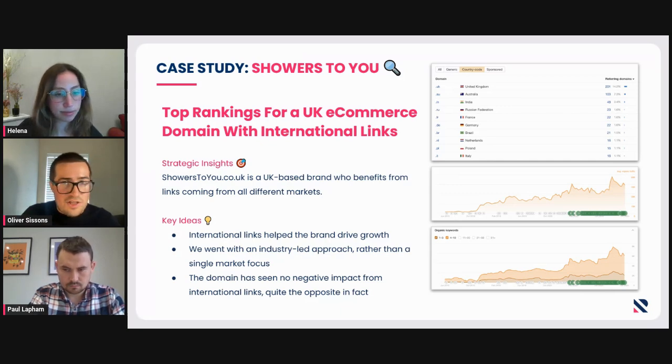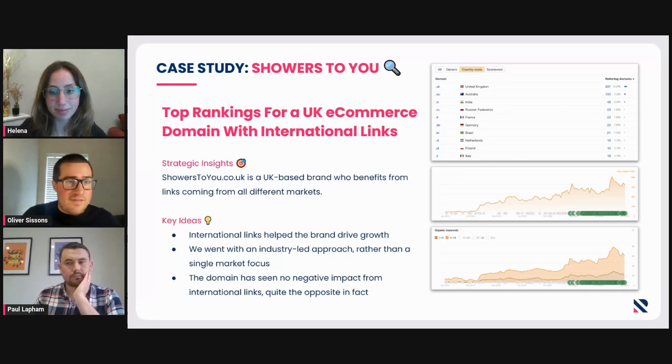You can see in the screenshots here that the ratio of links they have coming from various locations is very diverse. But nonetheless, consistently over the last 3 years in the UK, they've seen growth in not just SEO rankings, but also revenue as well. Not only are the international links we built them not confusing search engines, they've actually really helped them carve out their own space in this niche and continue to drive growth for them even today.